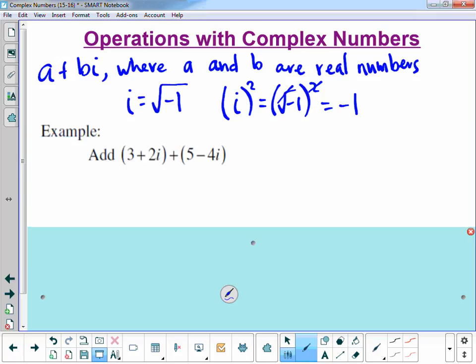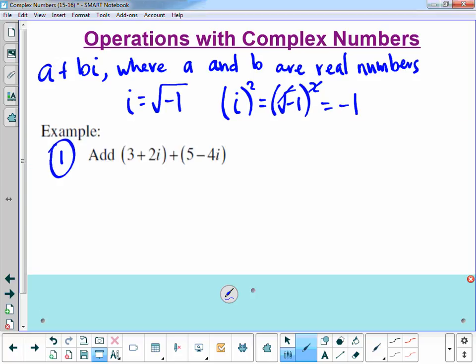Okay? So when we do operations with these numbers, it's really easy, because all you do is add the real numbers together, the numbers without an i, and then add the terms with an i together. Right? Easy enough. So if we have 3 plus 2i plus 5 minus 4i, we add 3 and 5 together since they're like terms. So 3 plus 5 is 8. And then we add the 2i plus the negative 4i together since they're like terms.